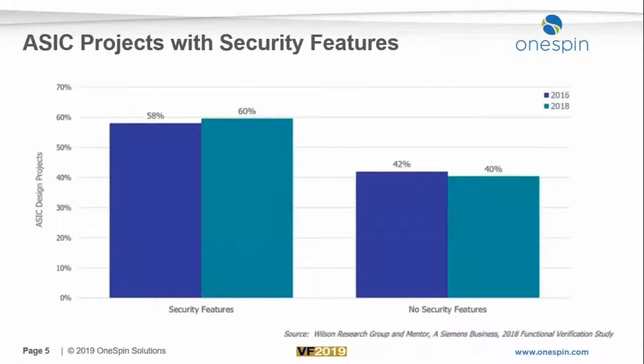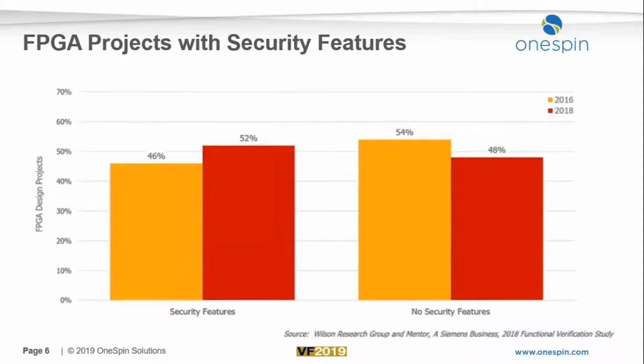If we look at security in hardware, we can see from the Wilson Research Group study, Harry Foster, that I talked about this a lot, but in a different context. We have loads of ASIC projects with security features, loads of FPGA projects with security features. Security is important for more and more applications. It is not only an issue with software, but also with hardware.